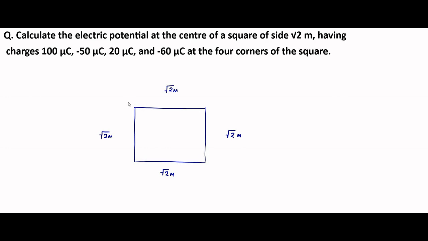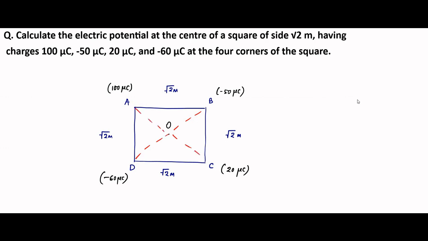Let us say it has the four corners A, B, C, D, and we have the center O. Okay, so let's say we have the 100 microcoulomb charge situated here at A, the minus 50 microcoulomb charge situated at B, plus 20 microcoulomb charge at C, and minus 60 microcoulomb charge at D. So we have to find the electric potential at the center.